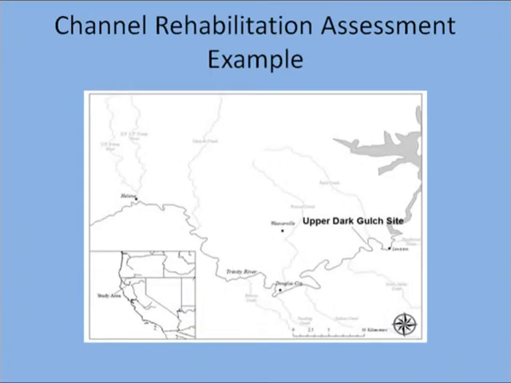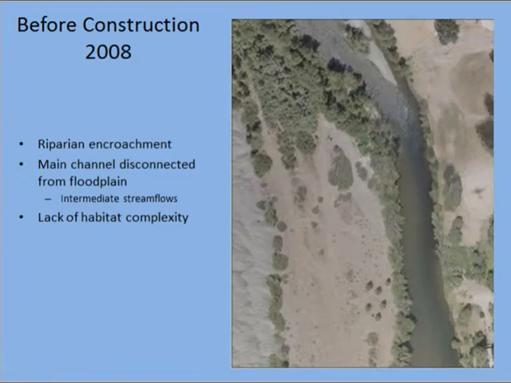So I'm going to give one example of a pre and a post-construction, or as-built, and a site evolved through time on the Trinity, and it's called the Upper Dark Gulch site. It's about 6 miles downstream of the dam. So in 2008, this is what that section of channel looked like. It was your pretty typical Trinity.